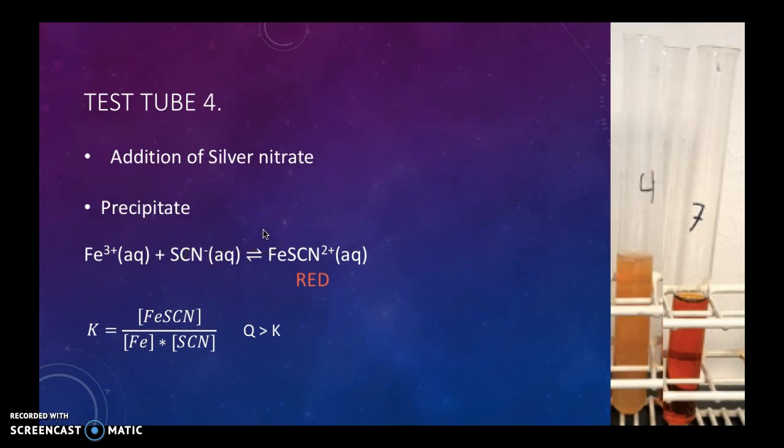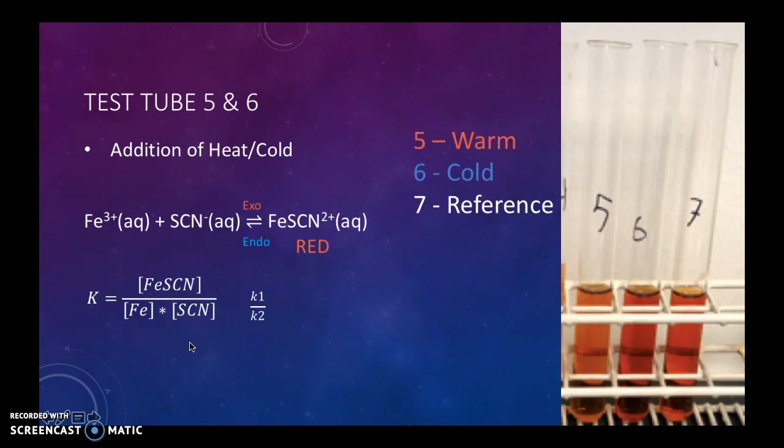Test tube 4, we added silver nitrate, and here the stress was removing thiocyanate because the silver nitrate would react with thiocyanate and form a precipitate called silver thiocyanate. So we'll do the same: it would shift towards the left to produce more thiocyanate, so the red product was being broken down. On a microscopic level, we can see that it still has a color, but it's a lighter color than the red in the tube of reference. Here again, Q is bigger than K because we divide by a lesser number.